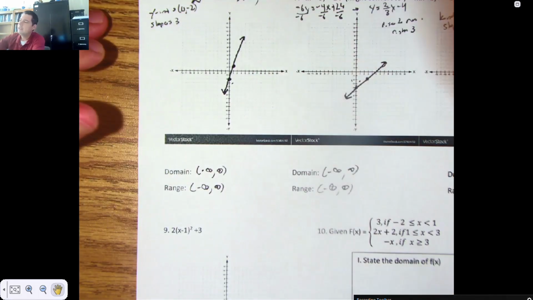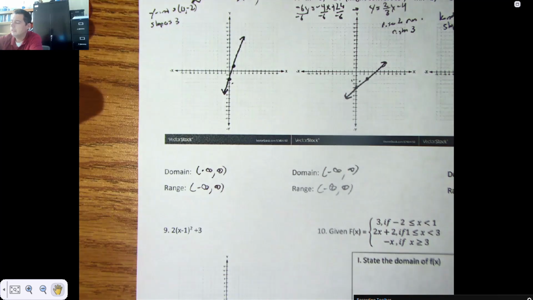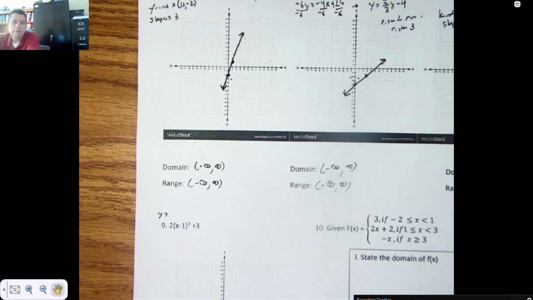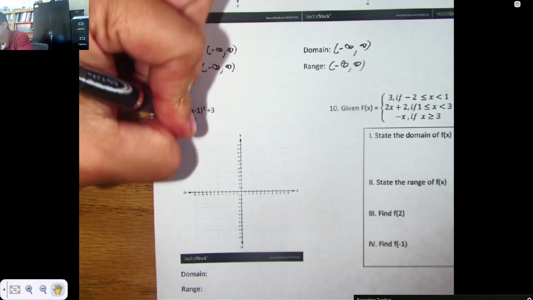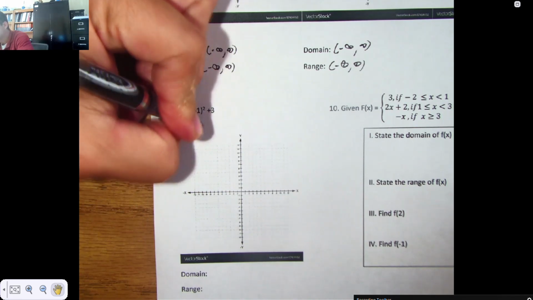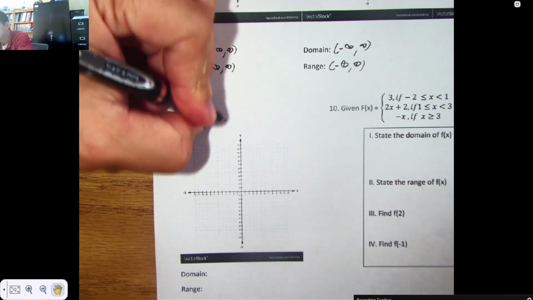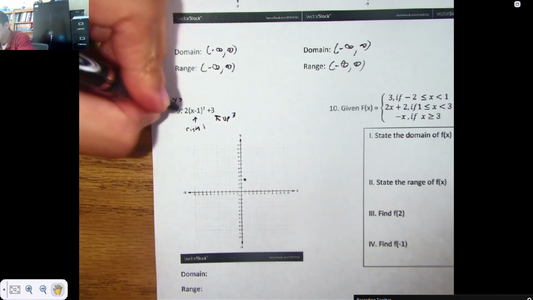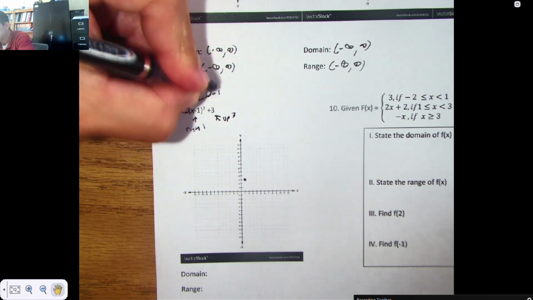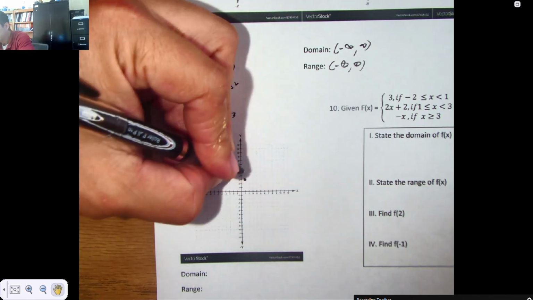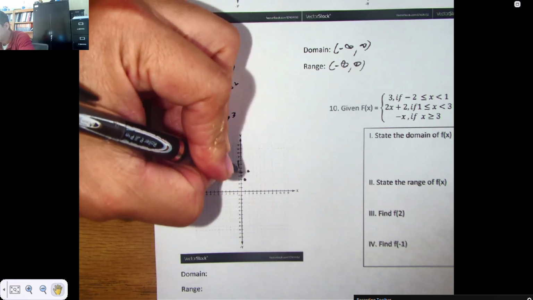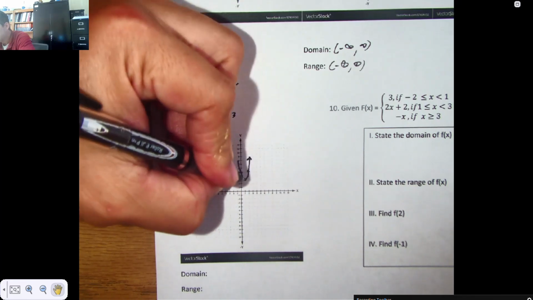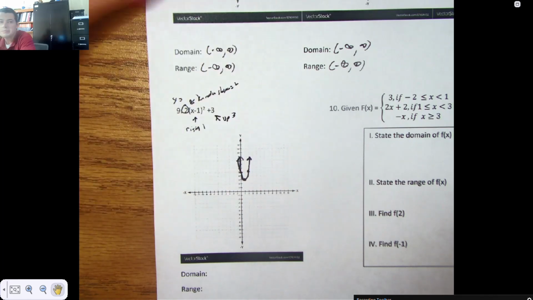Number 9 is a parabola. It is y equals, sorry, I didn't say y equals, did I? Oh well, I'll fix that. It's (x minus 1) squared plus 3. So here is a right 1. The slope is 2. I'm going to rise 2 and run 1 both ways. And I'm going to draw a parabola, not a V, a parabola. Parabolas have some curvature, okay?